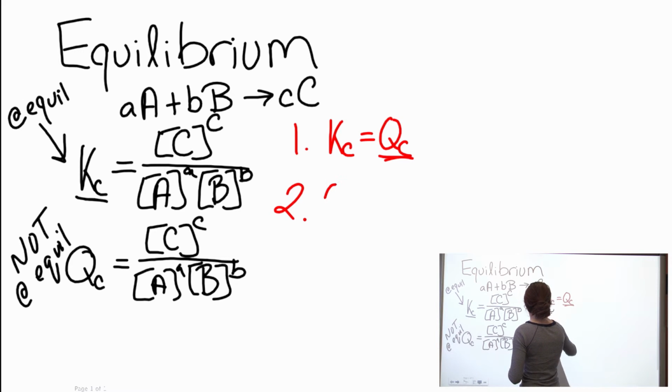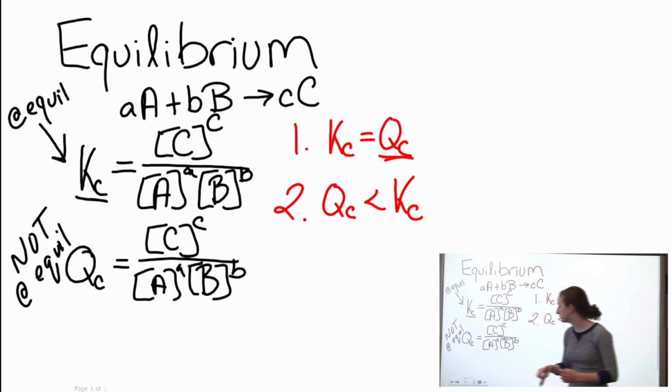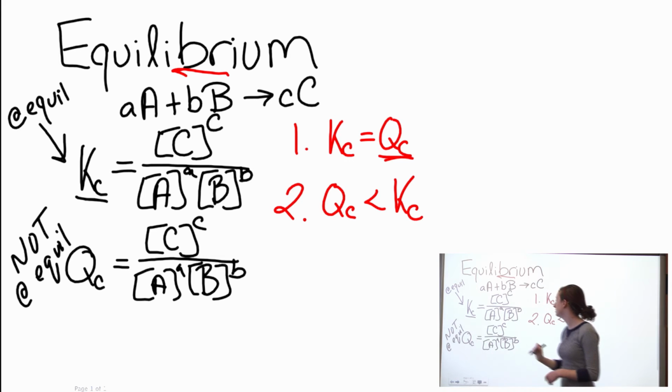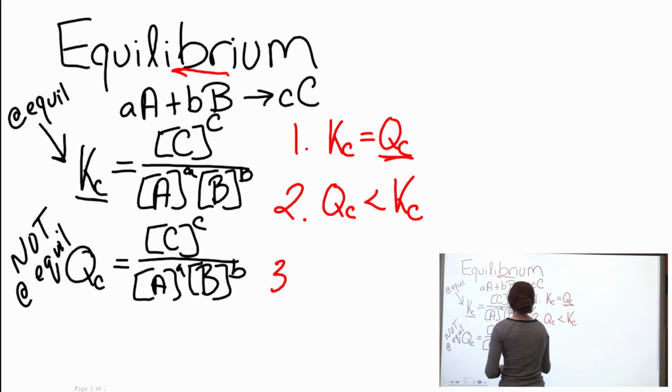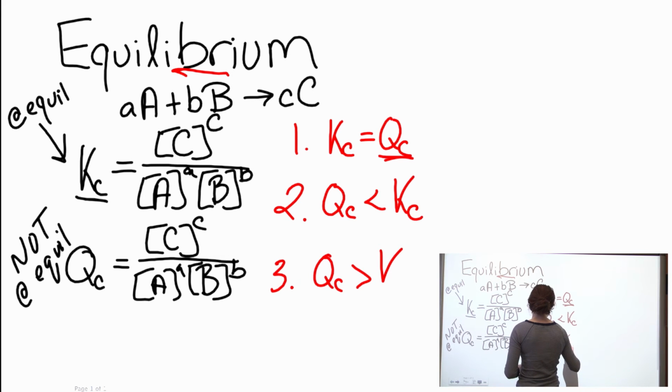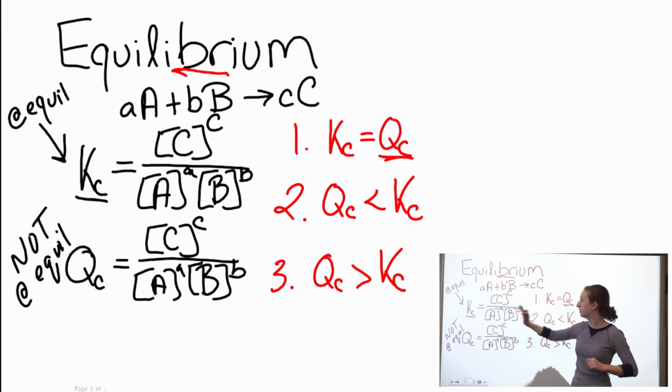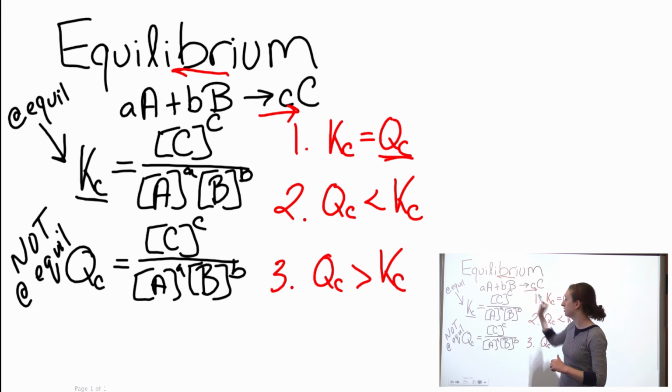You can also get Q sub C is less than K sub C. So that means that you have more products than you have reactants. So you're towards the left side of the reaction. And then the third one is where Q sub C is greater than K sub C. And that would mean that you have a higher concentration of your products than your reactants, so you're towards the right side of the equation.